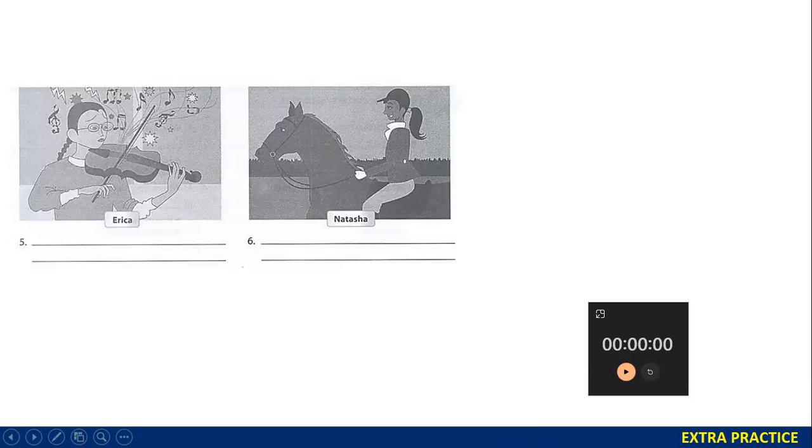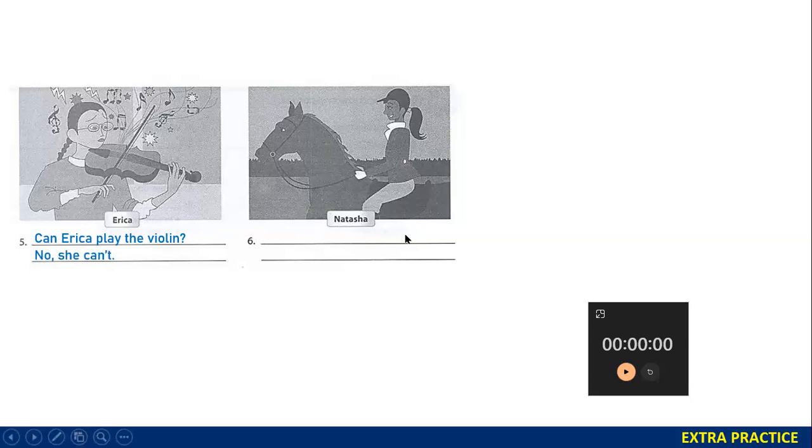Number five, Erica, what do you think? What is the question? Can Erica play the violin? Very good. Can Erica play the violin? What do you think? No, she can't. No, she can't. Creo que el violín es uno de esos instrumentos que son muy ruidosos cuando estamos aprendiendo y estamos practicando, right?